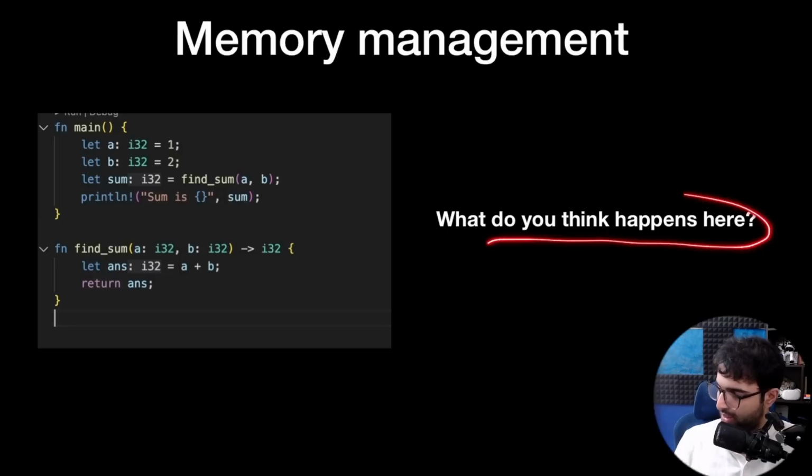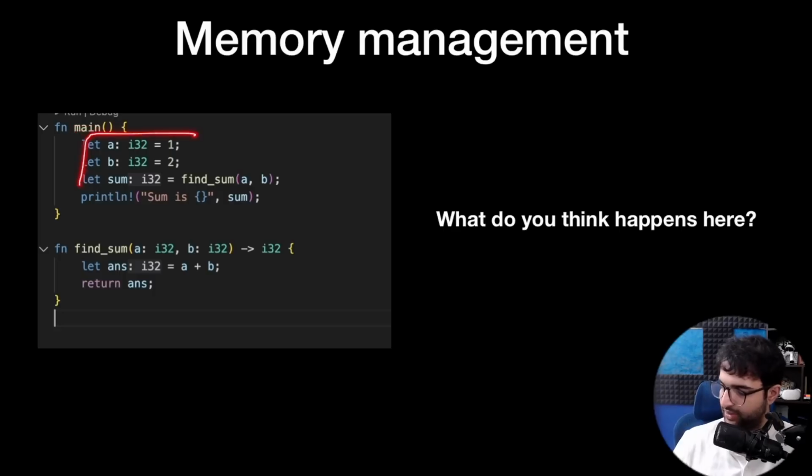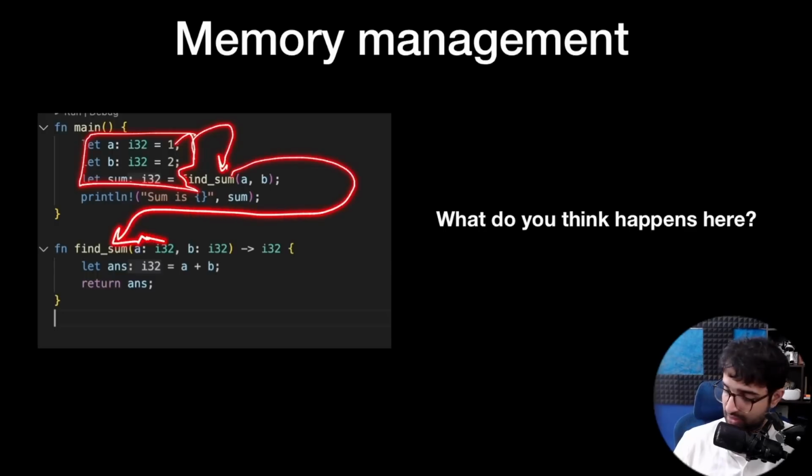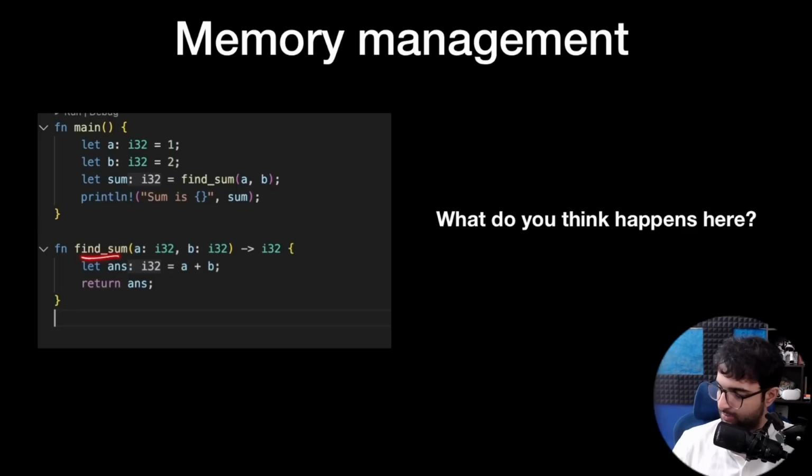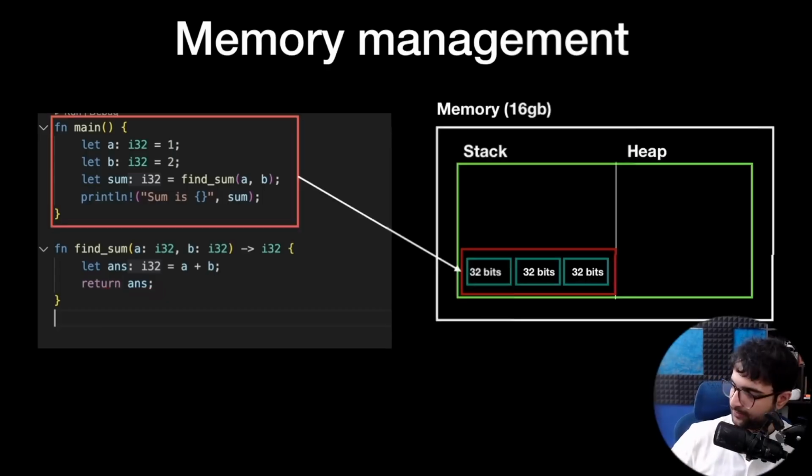But what do you think happens here? I now have a main function which defines 3 variables, but the third variable comes by calling another function called find_sum. It takes 2 inputs a and b, which are both numbers, defines a third number, answer, and then returns the answer from here. How do you think memory changes over here?